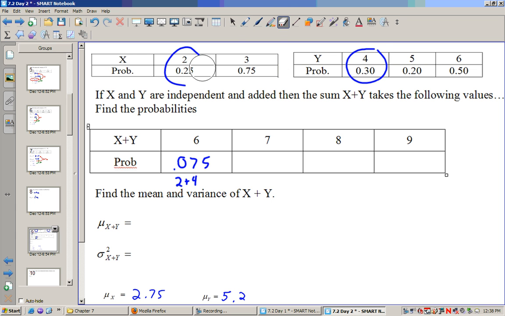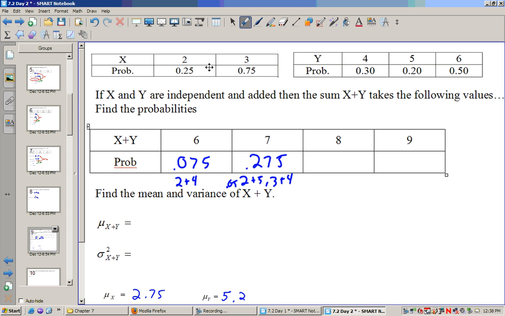Now what's the probability we get a 7? Well, to get a 7, we can do 2 plus 5, and we can also do 3 plus 4. Now we need to find each of these probabilities. 2 plus 5, that would be 0.25 times 0.20, which is 0.05. 3 and 4 would be 0.75 times 0.3, which is 0.225. So if I add 0.05 to that, I have a 0.275 chance that I'll get a 7.